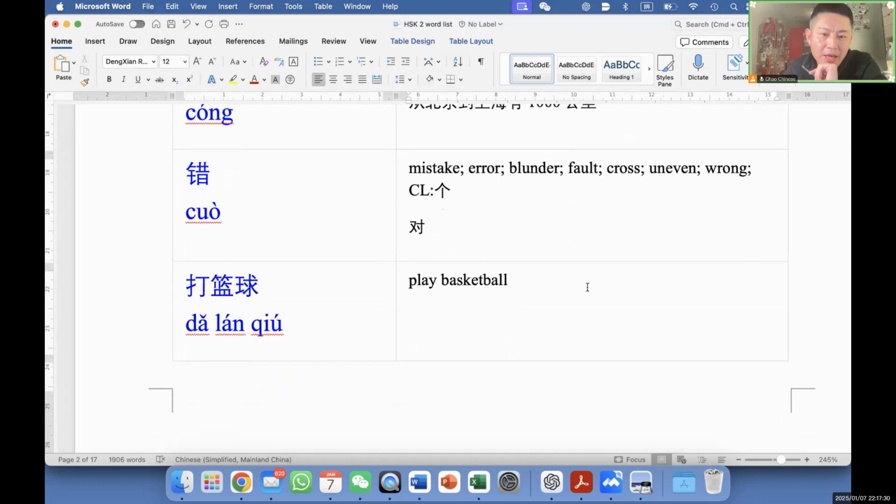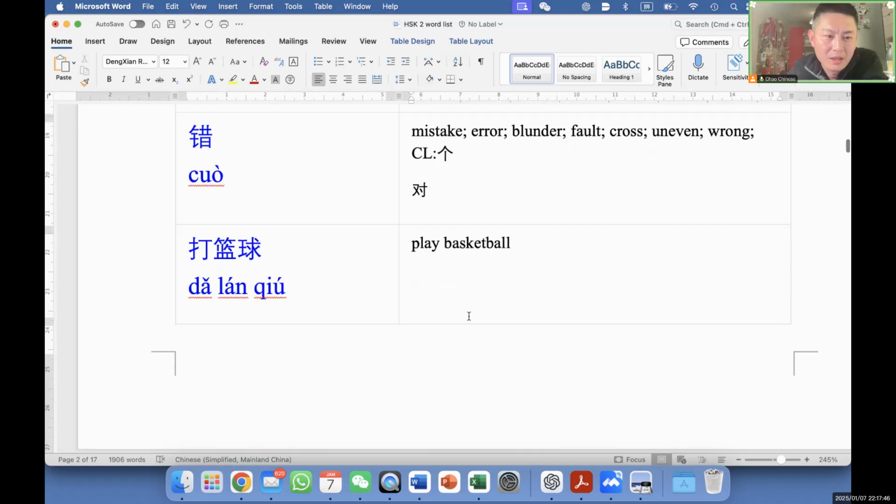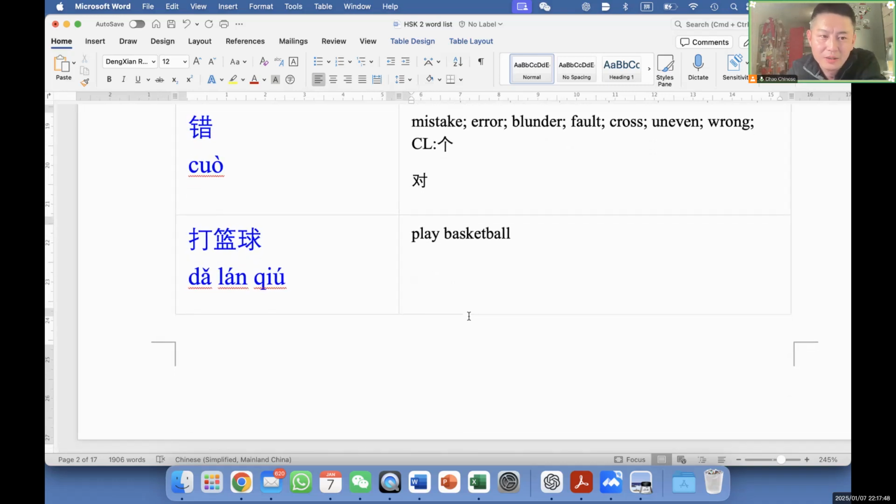打篮球, to hit the basketball. 篮 is basket, 球 is ball, so there's not too much to talk about, except when you hit the basketball, you're not hitting the basketball. You are literally hitting the basketball and shooting basketball. We use the word 打 instead of play. You can say 玩篮球. Not as popular. It's a little bit awkward, but sometimes you can say that. 玩 play, literally play 篮球.